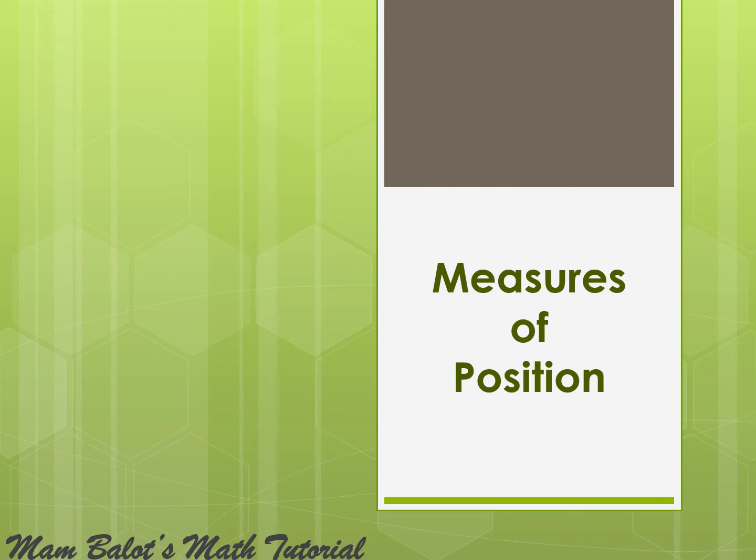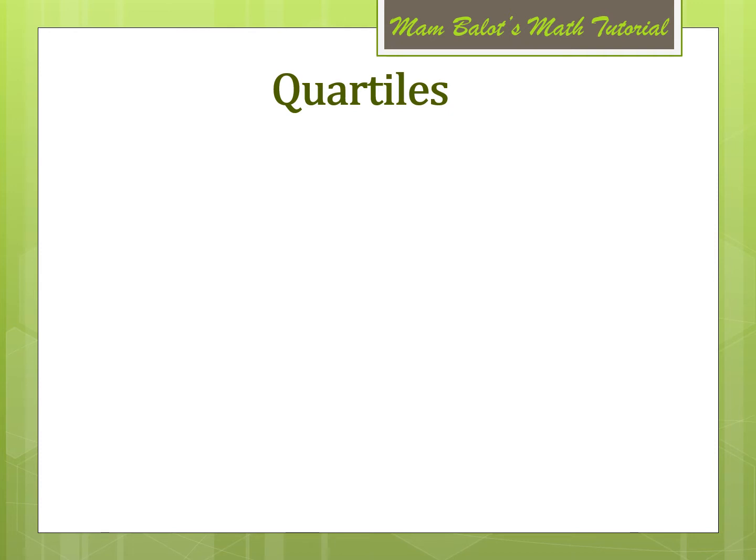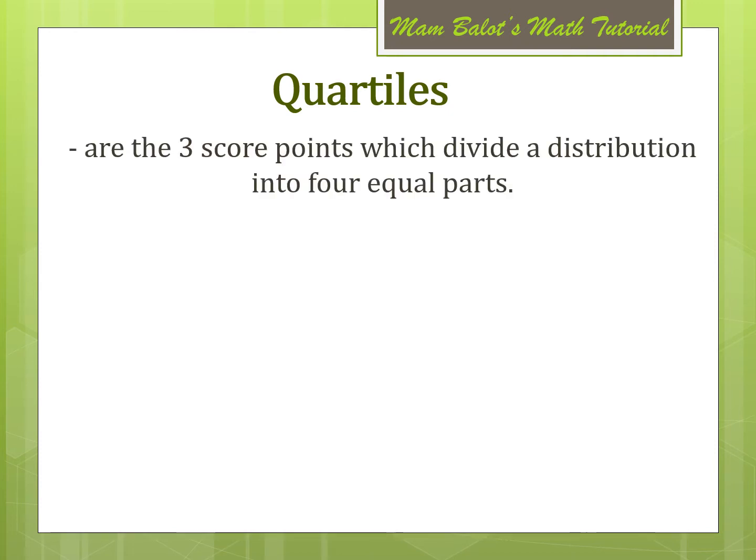Today we will be discussing the different measures of position. The first measure of position are the quartiles. These are the three score points which divide a distribution into four equal parts.